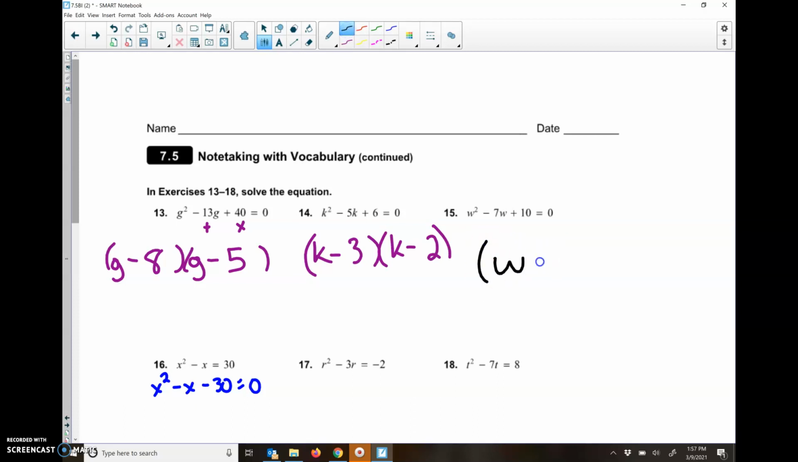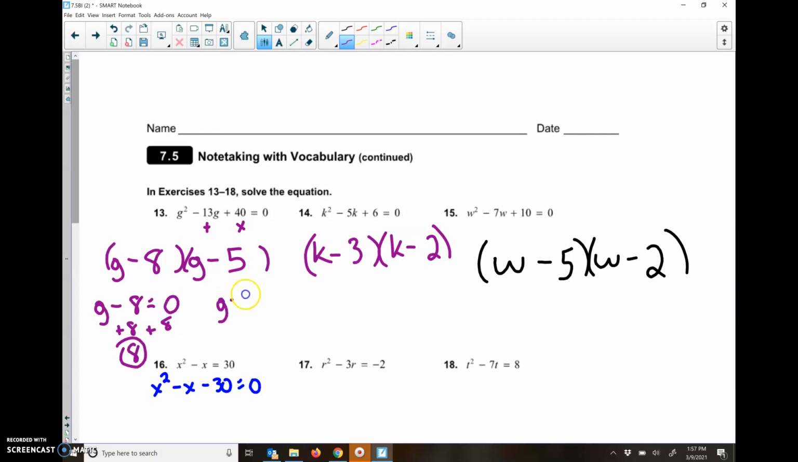Here we have w minus. And then here we have a positive 10. So two numbers that multiply to negative 10 and add to negative 7. So negative 5 and 2. So once you figure out these, you're doing the same thing that we did last section and figuring out what the answer is. So g minus 8 equals 0. So add 8, add 8. So 8 is one of our answers for number 13.